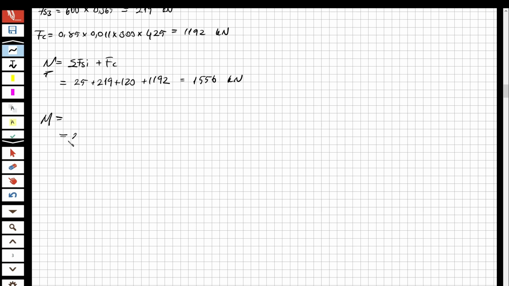And 215 is the moment arm of the top steel and the bottom steel, because they have the same distance with respect to the midpoint. 219 minus 25, and plus 1192 multiplied by 250 minus 425 over 2. And this is going to be equal to 86 kilonewton meter as the moment.